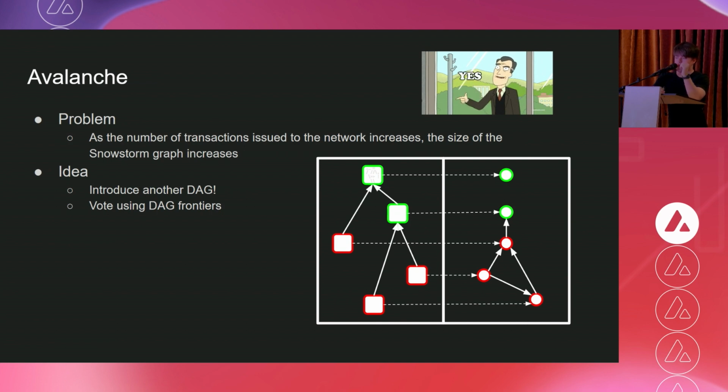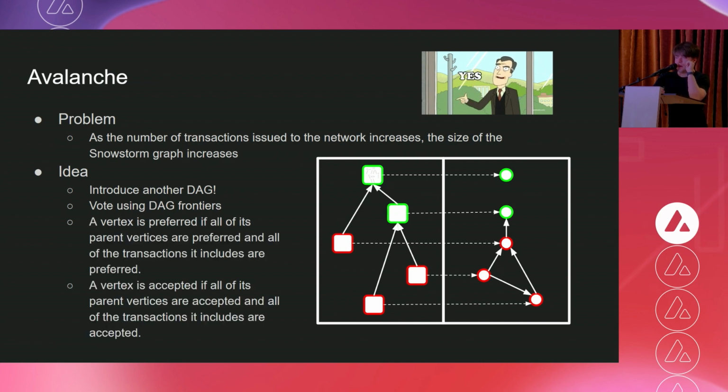And vertices contain transactions. And in this case, you can see I have these dashed arrows that represent that a vertex contains a transaction. And then the large arrows for the vertices are representing parent dependencies. If a vertex only contains preferred transactions and its ancestry only contains preferred vertices, then the vertex is said to be preferred. Similarly, it is accepted if all of the transitively referenced transactions are accepted.